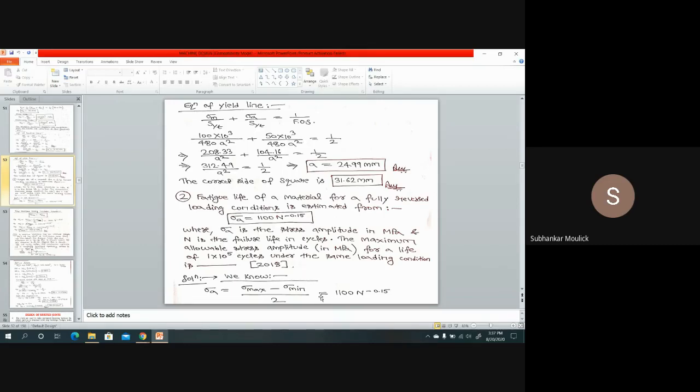If you see in this question, the concept was this fully reversed loading condition. For a fully reversed loading condition, I know that sigma min is minus times of sigma max. You know that sigma a is equal to 1100 times n to the power minus 0.15, where sigma a is sigma max minus sigma mean by 2. So due to this fully reversed condition, sigma mean will be minus times of sigma max. Just substitute in this particular expression. n is given to you. You can get the value of sigma max, that is the maximum allowable stress. That is what you need to find out.